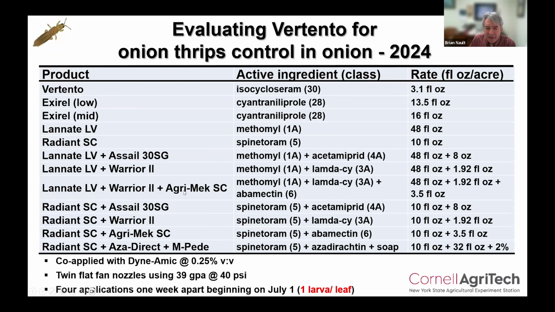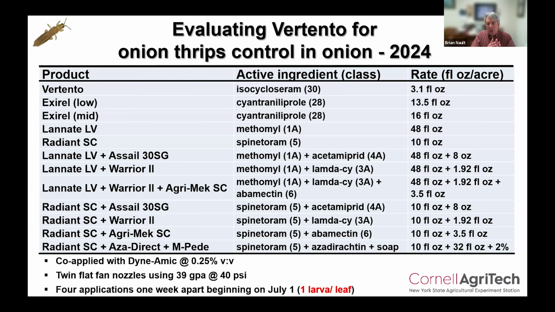We call that the trifecta. And then we looked at Radiant also with a Sail, Warrior, Agramec, and then Azadirect and Impede. Again, just seeing if, with Radiant slipping, if we added something to it, could we raise the level of control? In this particular study, we applied all of these treatments 4 times a week apart.